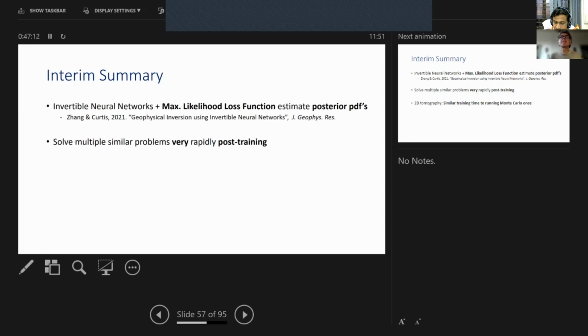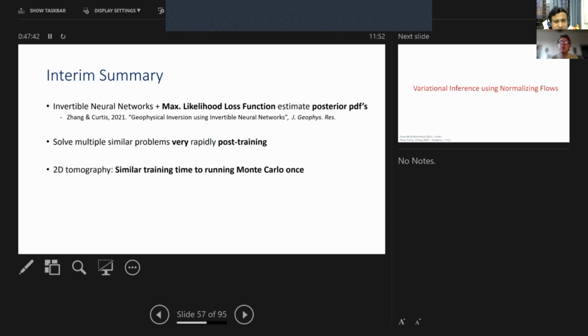Now, you see statements like this all the time in the neural networks literature and talks, but they don't mean that much unless you know how much time it took to train the network. So you have to account for that. Now, it might be true that you're going to solve so many problems that the training time becomes irrelevant, or it might not. It depends how long it takes to train. What's interesting about invertible networks in the imaging problem I just showed you is that the training time for that network was almost as small as the time it took to run one Monte Carlo inversion.